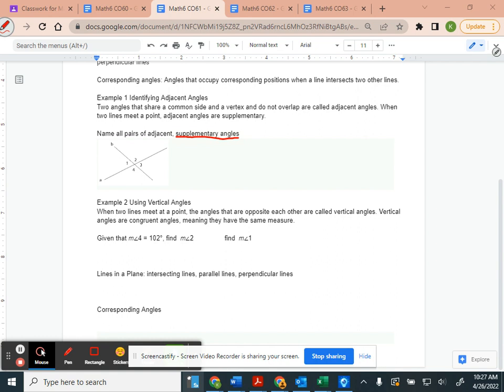Brielle, tell me one set. Angle 1 and angle 4. So we can see 1 and 4. They are along that straight line here, that 180 degrees. They share a common line. They share the vertex. What's another set of adjacent supplementary angles?